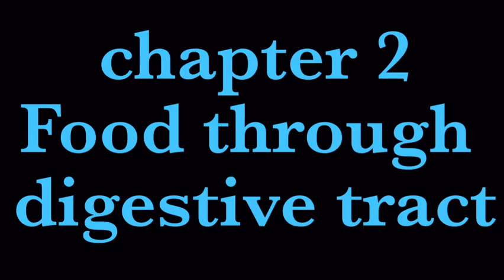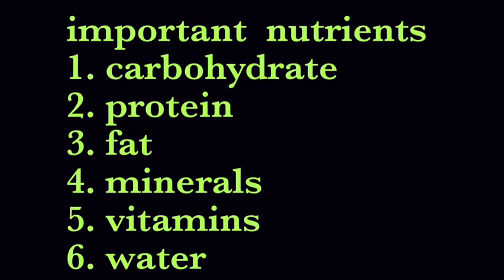Your second chapter is Food through Digestive Tract. The important nutrients that we get from our food material are carbohydrate, protein, fat, minerals, vitamins, and water. All these nutrients have their own functions.